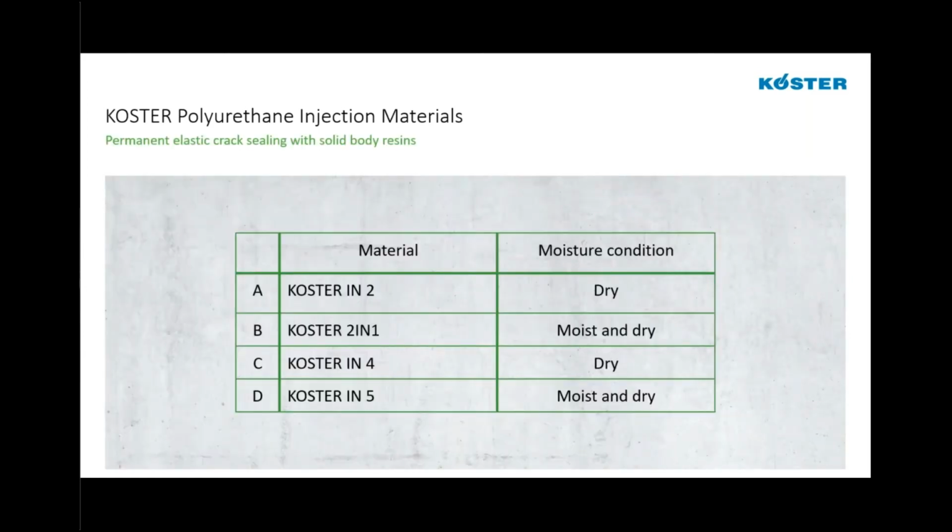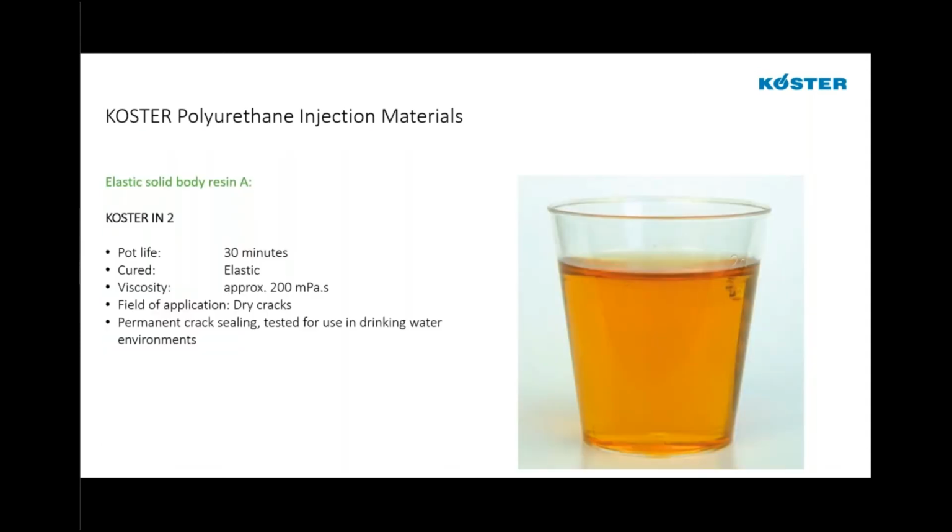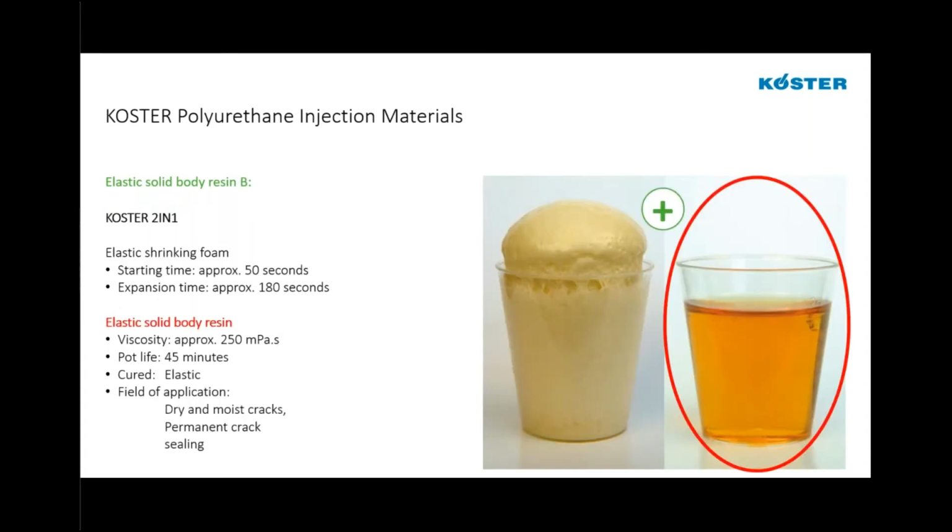Okay, so now we're on to elastic crack sealing with the solid body resins. These are products that do not need water as part of the reaction, that react as solid body resins. The KOSTER IN2, the 2-in-1, IN4, and IN5. The KOSTER IN2, we discussed this as part of the original system, but this is a product with a 30-minute pot life, cures to an elastic solid body resin for dry cracks, or permanent crack sealing of dry cracks, and just rebonding of those cracks.